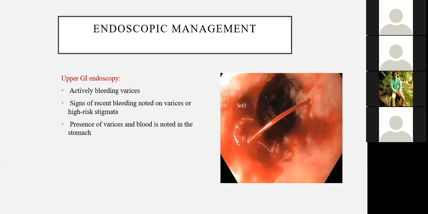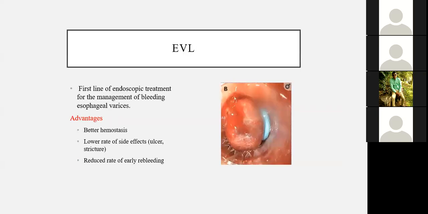And the endoscopic management includes upper GI endoscopy, which shows actively bleeding varices, signs of recent bleeding, presence of varices, and blood in the stomach. Endoscopic variceal ligation is the first-line endoscopic treatment for the management of bleeding. The advantages include that it achieves better hemostasis, has a lower rate of side effects, and reduces the rate of early re-bleeding.